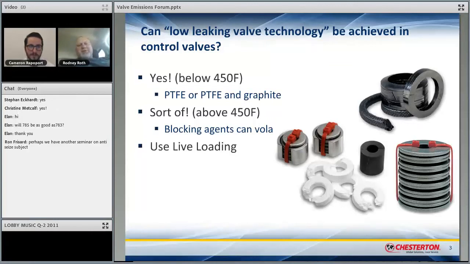The interesting thing there is that it might be left to interpretation for many people. But I will also say it this way: there's a difference between actual process temperature and stuffing box temperature. So that 450 degrees you see there is if the packing actually got to 450 degrees.